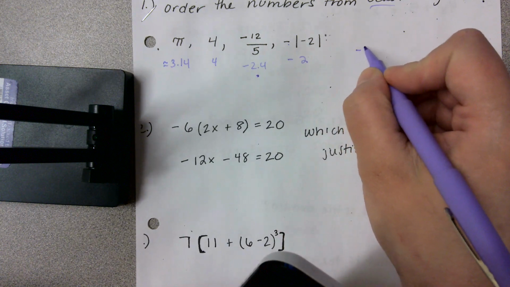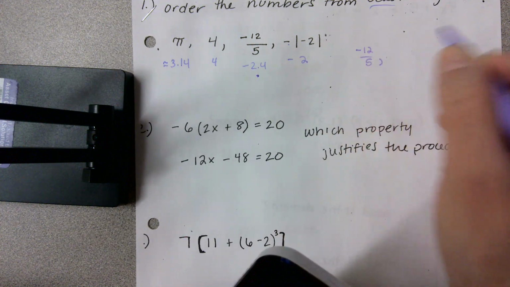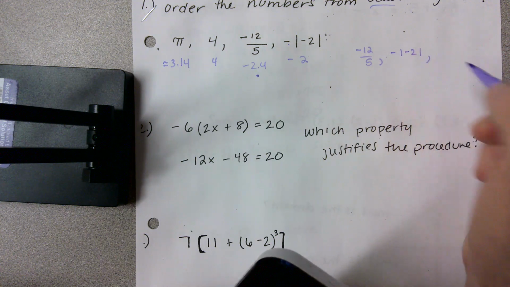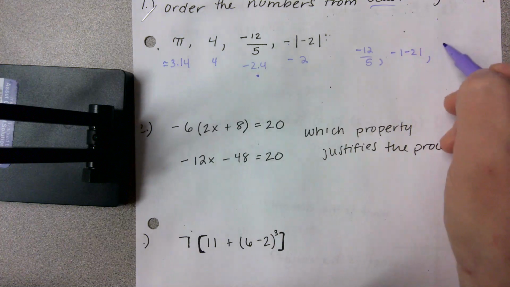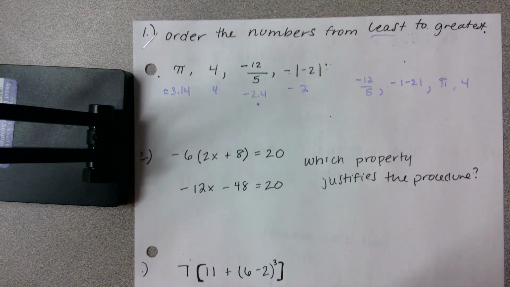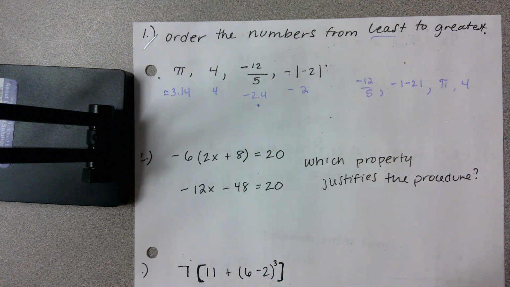So least to greatest, this is going to be the least because it's the biggest negative number. So it's going to be negative 12 over 5. Then negative absolute value of negative 2, then pi, then 4. They want you to write it in its original form.